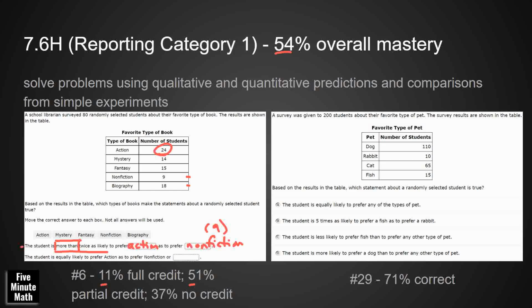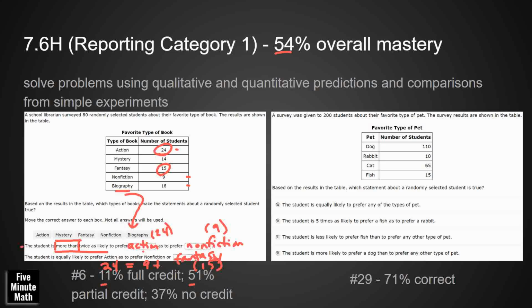If I pick a larger number, there's nothing that's more than twice as large. But it's that "more than" that I think really tripped them up. And the student is equally likely to prefer action, right? So we had to take my action as prefer nonfiction or. So we're thinking 24 equals 9 plus, and then what's that missing number? That's going to be my fantasy, 15. I'm thinking that was pretty straightforward for the kids. My guess here is that it's this one. A lot of students probably didn't put action. They probably put that biography because that was twice as likely. They just missed the "more than."